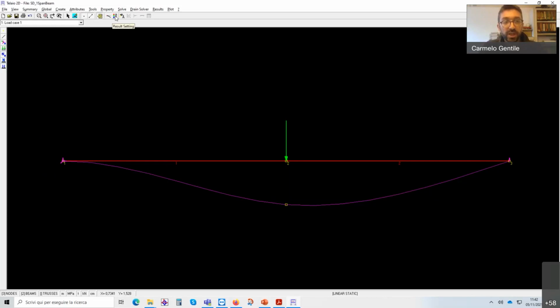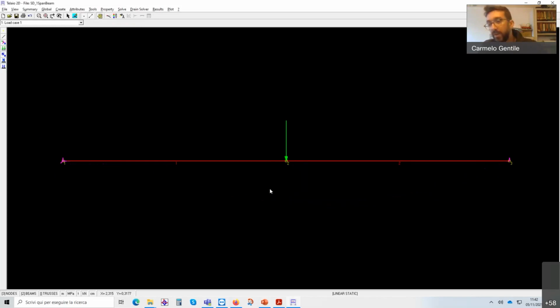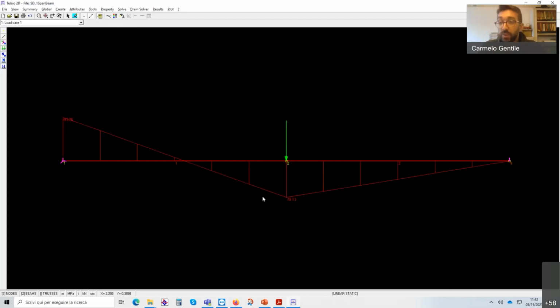Then we can go check an object. We return to the displacement scale, we set it equal to 0, and it disappears. Otherwise, we do not understand anything. Then we go on. We can see from this menu the internal force diagrams. So we can see the bending moment, the axial force, and the shear force. Let's go first to the bending moment. That's what we get.